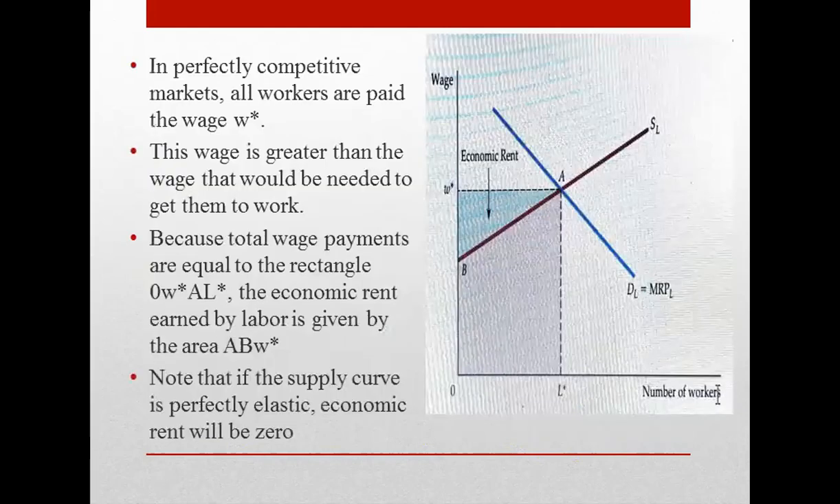Now, in a perfectly competitive market, workers are paid the wage W star. Here, the equilibrium has been established at point E. So at the equilibrium point, we are paying W star. The minimum you have to pay is OB only, but at the equilibrium level, we are paying W star.